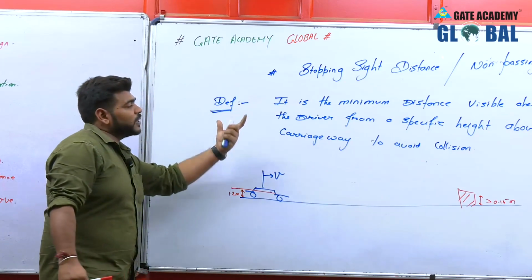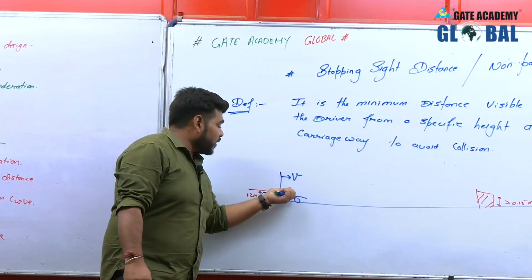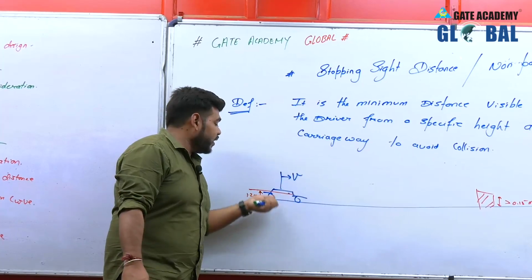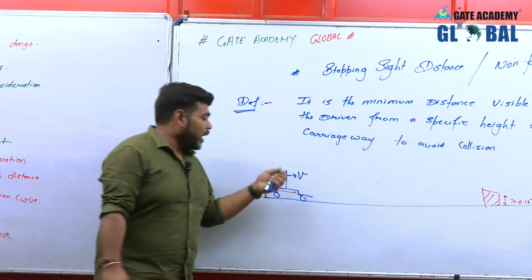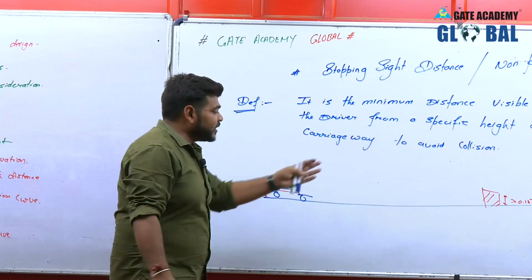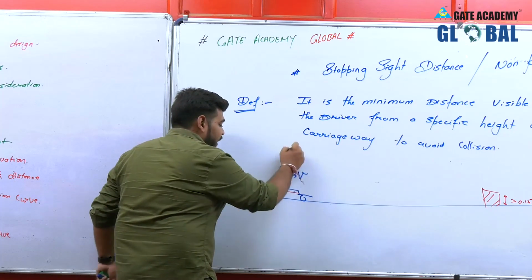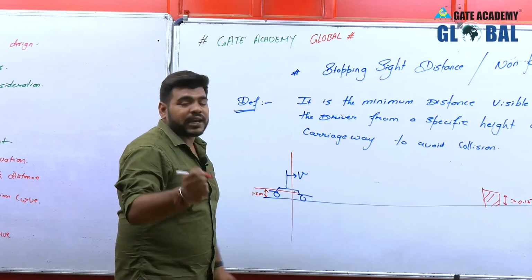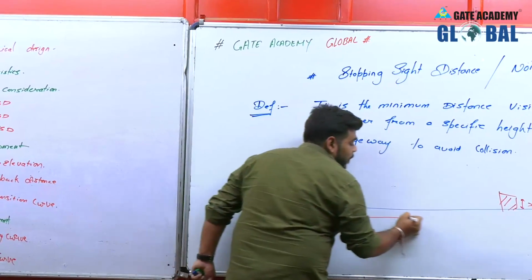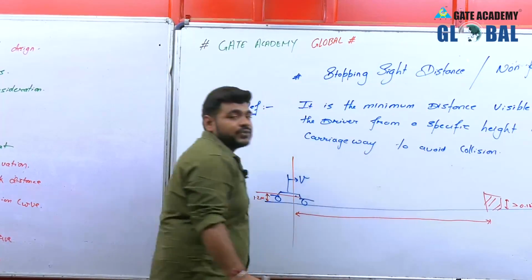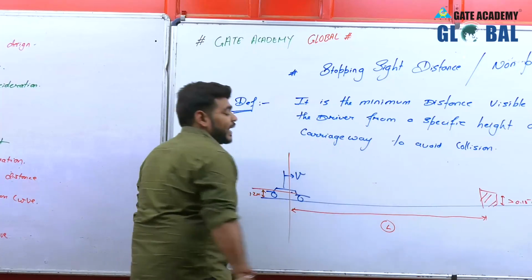So as per the definition, it is the minimum distance visible ahead to the driver. The vehicle is moving with a velocity V, in which the height of the driver's eye is 1.2 meter. At any instant, the driver sees an object of height greater than or equal to 0.15 meter and applies the brake. At that sudden instant, when he sees an object and applies the brake, the minimum distance required by the vehicle to stop just before the collision is termed as stopping sight distance.